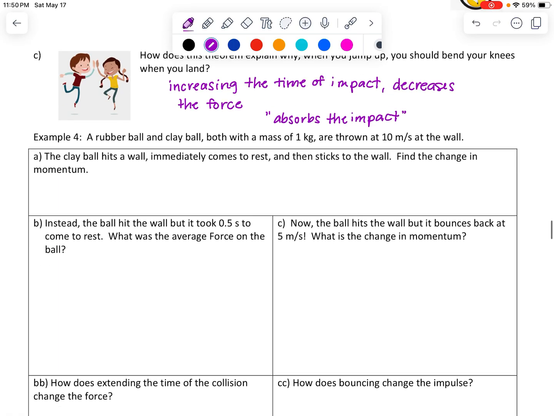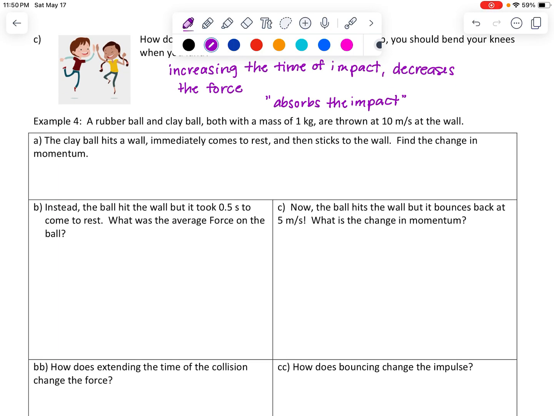Last example, there's a rubber ball and a clay ball, both with a mass. I'm going to go ahead and put the mass in red, right? Thrown at a velocity. So this is my initial velocity of 10 meters per second, right? This is VI, and this is M here. Okay, the clay ball hits the wall and immediately comes to rest. This is VF, then sticks to the wall. Find the change in momentum.